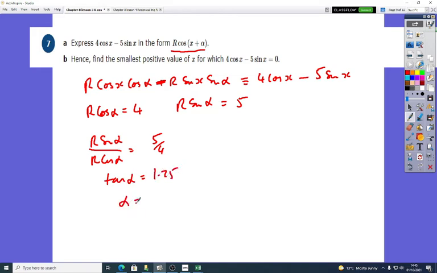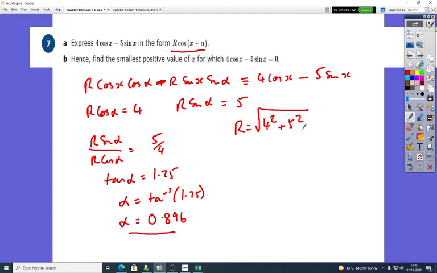R sine alpha over r cos alpha, which is 5 over 4, will be tan alpha equals 1.25, and if you do tan inverse of 1.25, alpha will be, just going to use my calculator, shift tan inverse 1.25, you should get 0.896, three significant figures.